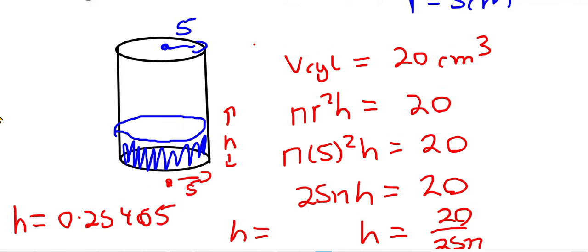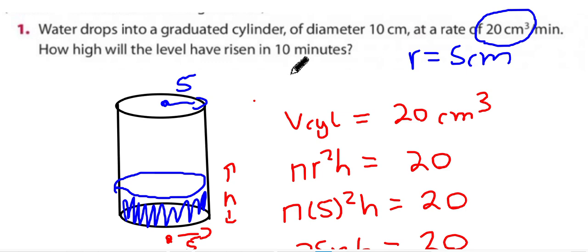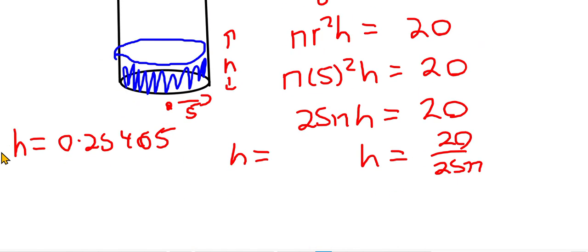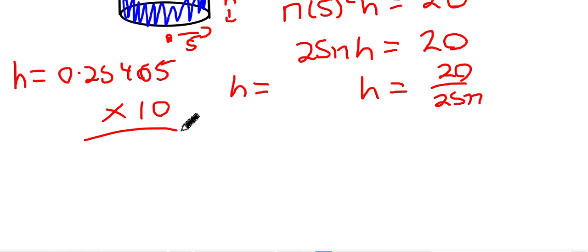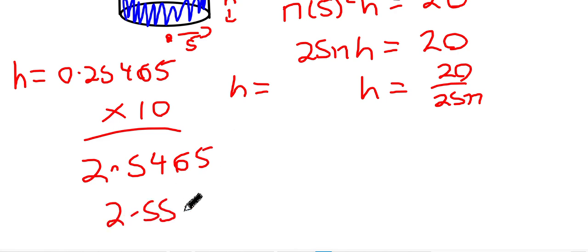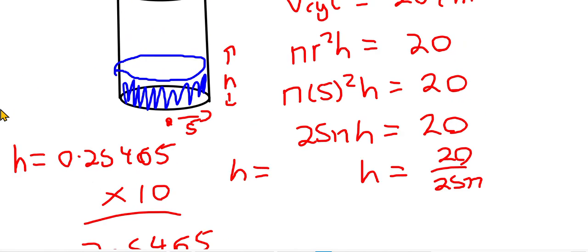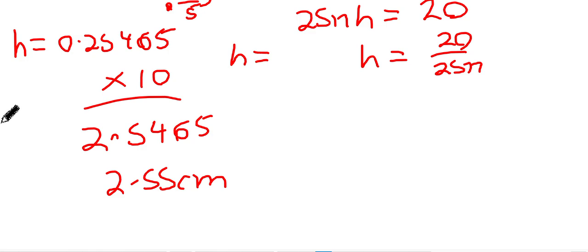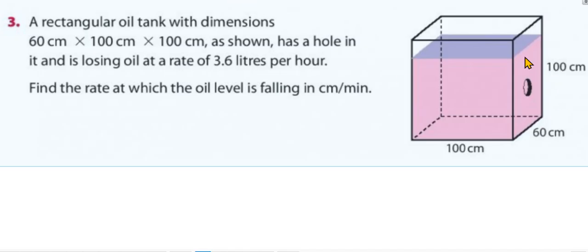How do I know that? Because we only do 20 centimeters cubed per minute, but it wants me to do 10 minutes. So I'm just going to multiply the answer by 10. So 2.5465. How many decimals? It doesn't say. I'll do 2.55. Now, what it is, it's full of oil. Agreed? Everybody, it's full of oil?